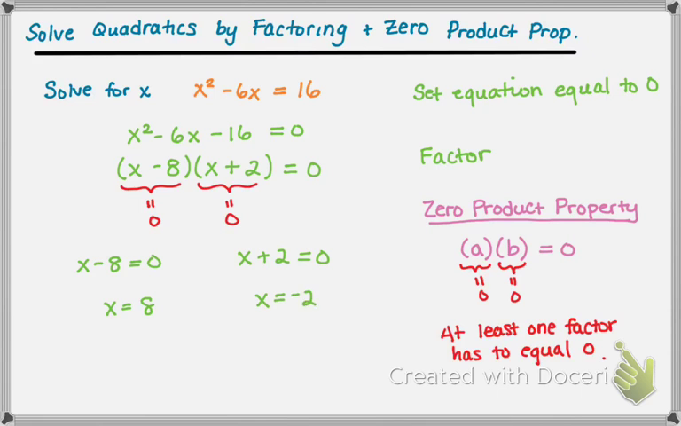So when you're solving for x here, you're looking for what x values would make this equation true. And our answer, there's two solutions. There are two x values that would make this equation true, 8 and negative 2.